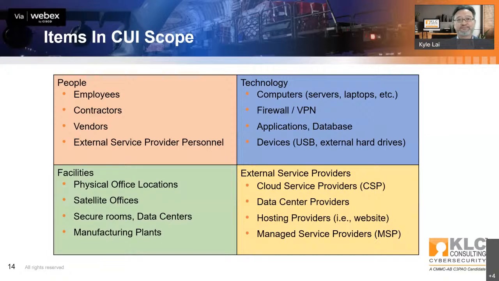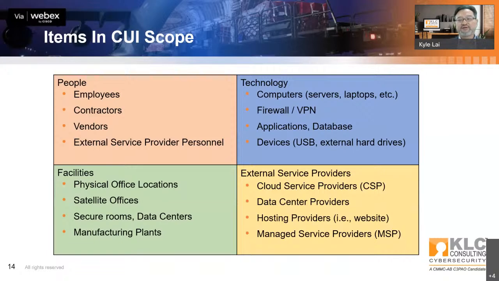When we talk about the technologies, as we mentioned, it could be the servers, laptops, workstations, right, the regular computers, but also take a look at the security components, firewalls, VPNs, applications, databases, devices, right? And facilities, think about this.